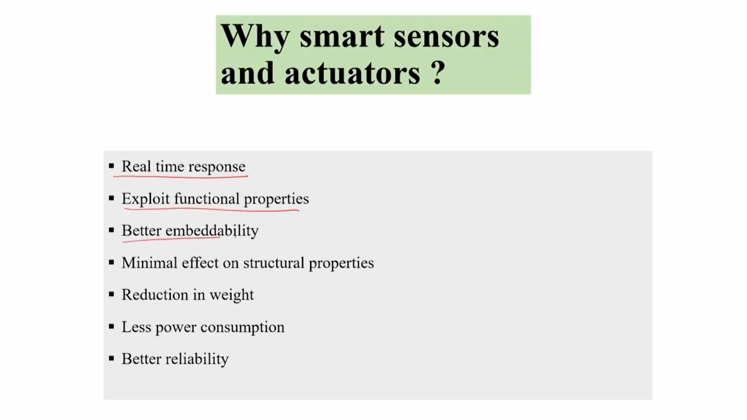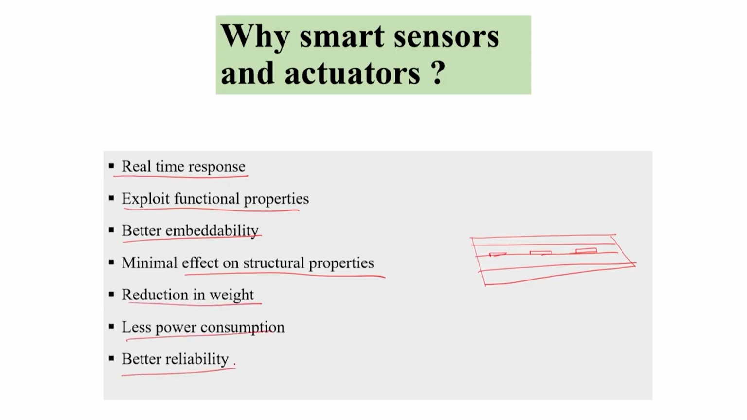They have better embeddability. I told you that if you consider a particular structure like this, in which you have different layers of composites, you can put your smart materials deep inside. It will not create any disintegration. So, they have better embeddability, minimal effect on structural properties, very lightweight, high modulus of elasticity, reduction in weight, less power consumption and better reliability. These are all plus points for the smart sensors.